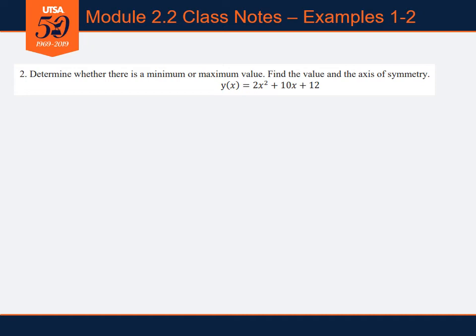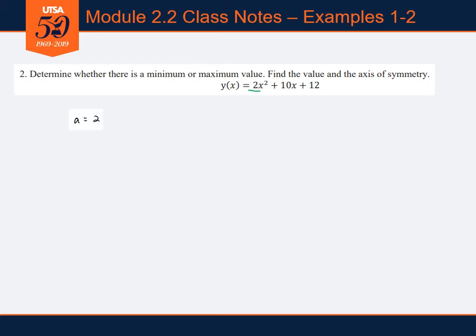Now we are looking at a different quadratic function, and we are determining whether this function has a minimum or a maximum value, and finding that value and finding the axis of symmetry. Determining whether the function has a minimum or maximum value comes down to remembering that the graph of this function is a U-shaped parabola, and that U shape is either going to open up or down, and we'll see examples of both as we go through the class notes here, but that determination is based on our leading coefficient, our value of A.